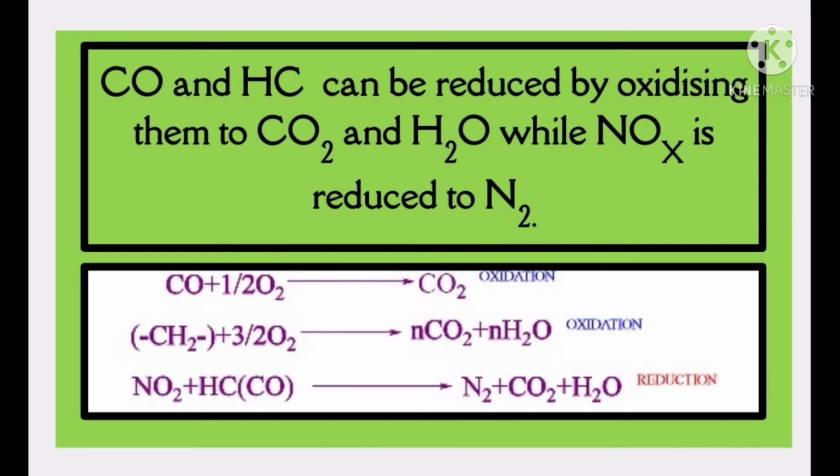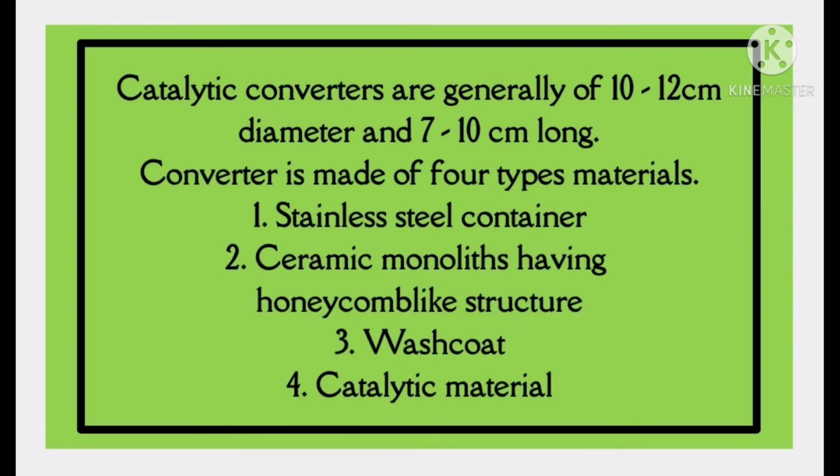Carbon monoxide and hydrocarbons can be reduced by oxidizing them to carbon dioxide and water, while nitrogen oxides are reduced to N2. Catalytic converters are generally 10 to 12 cm in diameter and 7 to 10 cm long. The converter is made of 4 types of materials.